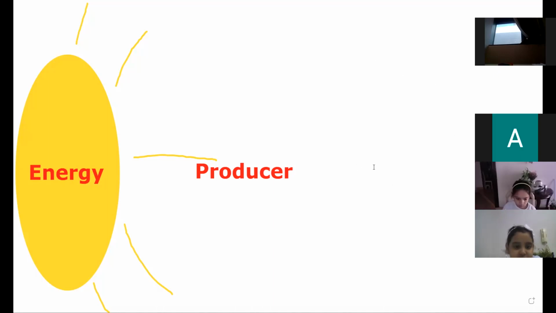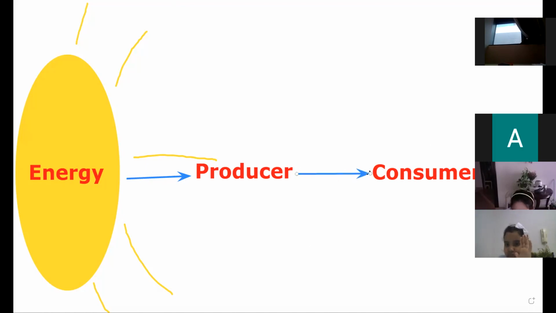I have a question. Who will eat this producer? It must be a consumer. A consumer will eat this producer. This is a very simple food chain. So the energy will go to a producer. A producer will be eaten by a consumer. Okay? Now let's talk about a food chain.